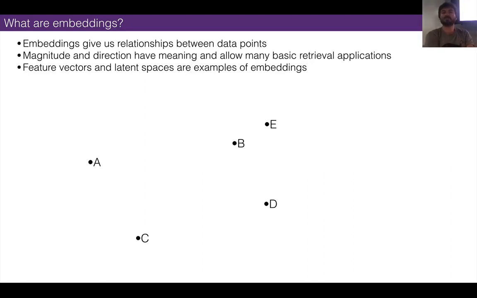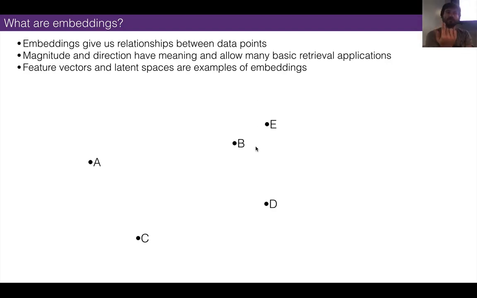The relationships can be characterized by a few different operations. If two images are very similar to each other, their embeddings will be very close to each other. For example, B and E are very close to each other, so they should be roughly similar.